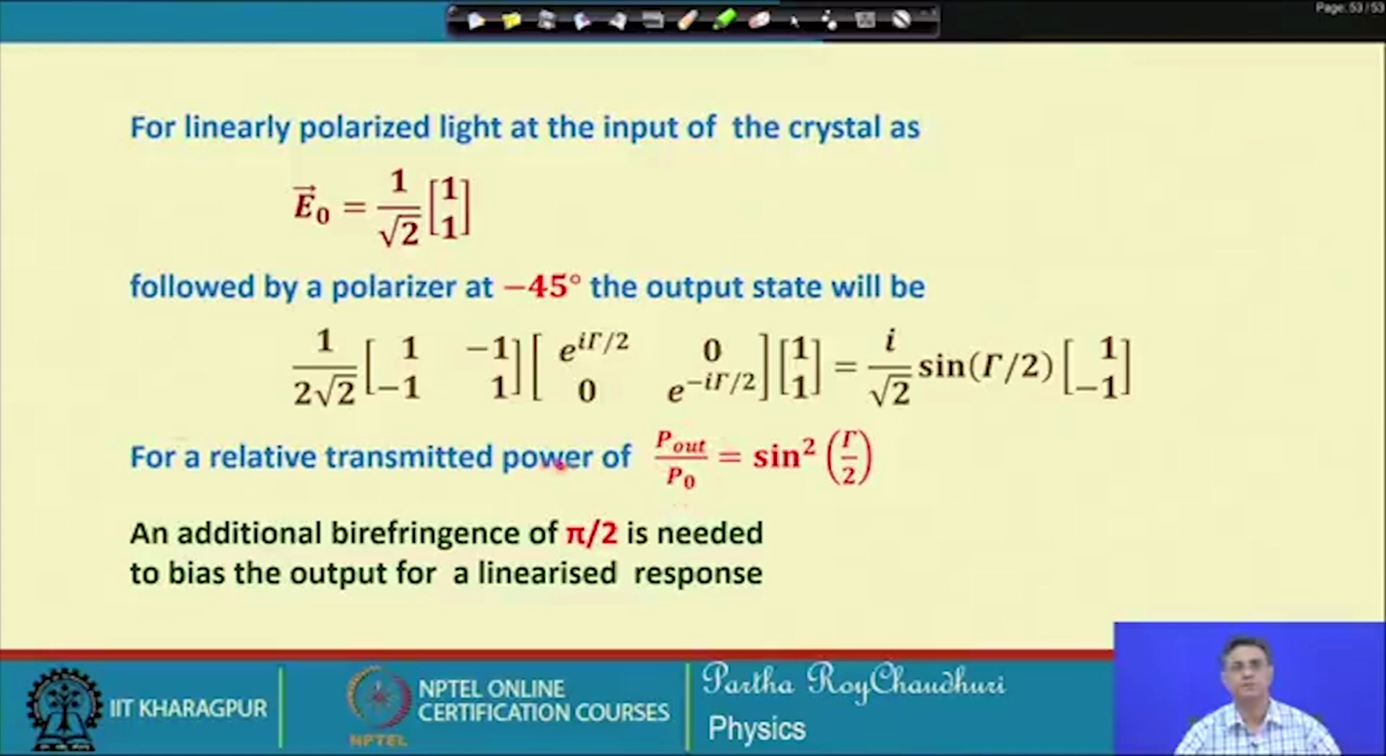For a relative transmitted power, if you take the square of this, it will be equal to tau by 2 by i 2. So, this will give you that P out by P 0 equals sin square tau by 2. An additional birefringence of pi by 2 is then needed because of this factor to bias the output for a linearized response.